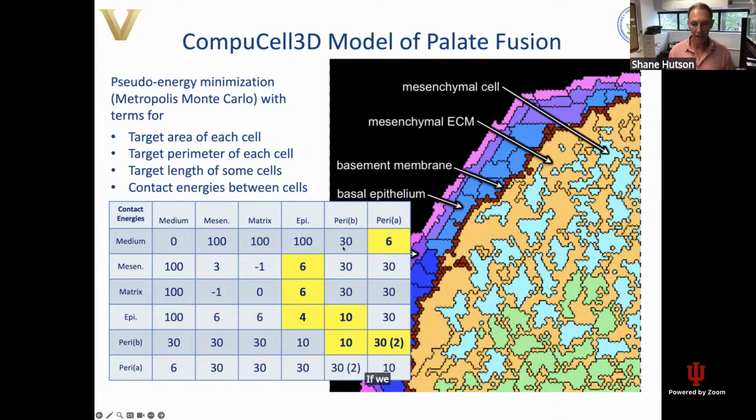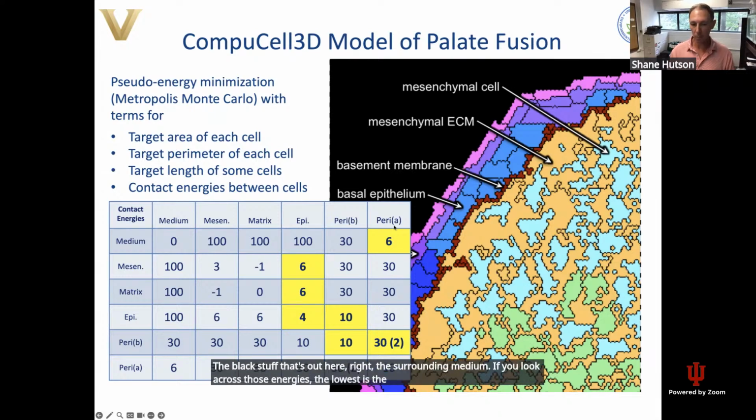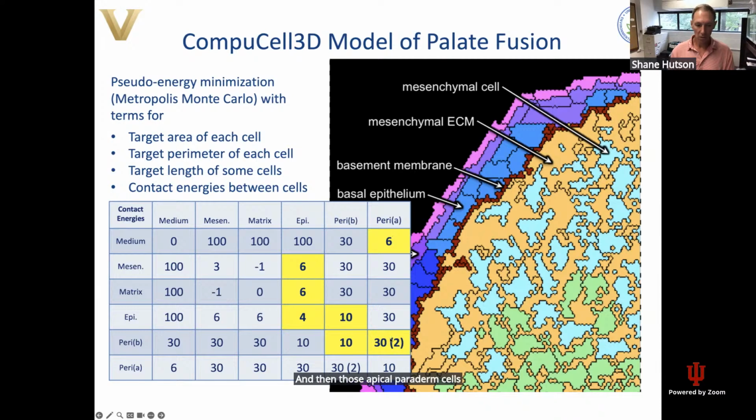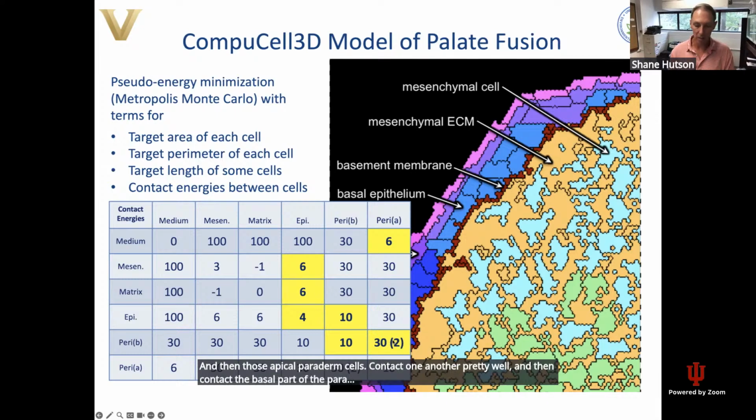If we look instead at what's going on with the epithelium, in particular, look at how each of the things interacts with the medium, the black stuff that's out here, the surrounding medium. If you look across those energies, the lowest is the apical part of the periderm cell. So that's what's going to be in contact with the medium. And then those apical periderm cells contact one another pretty well, and then contact the basal part of the periderm.